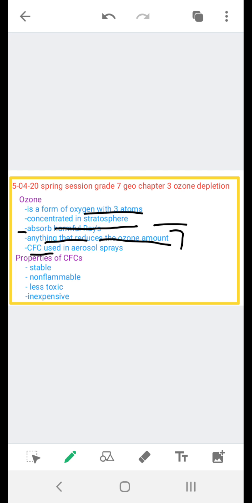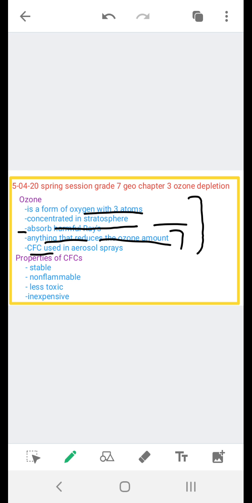into oxygen. So this is all about ozone, that it is a form of oxygen with three atoms. It is concentrated in the stratosphere. Its main function is to absorb harmful ultraviolet rays of the sun. And if anything reduces the amount of ozone in the atmosphere, that is the chlorofluorocarbon, which is used in aerosol sprays. And this reduction of ozone amount in the atmosphere is known as ozone depletion.